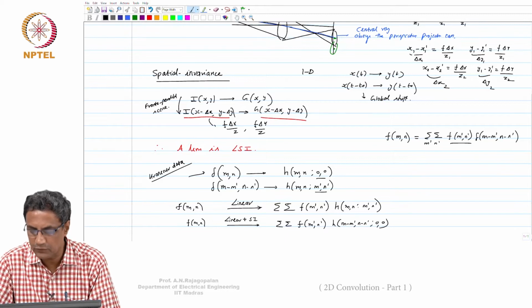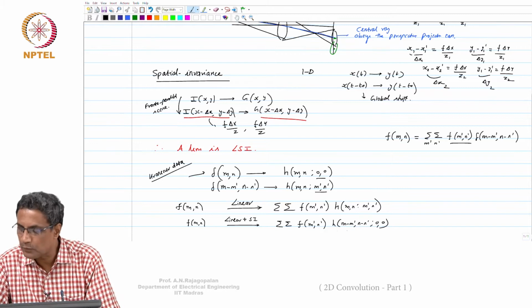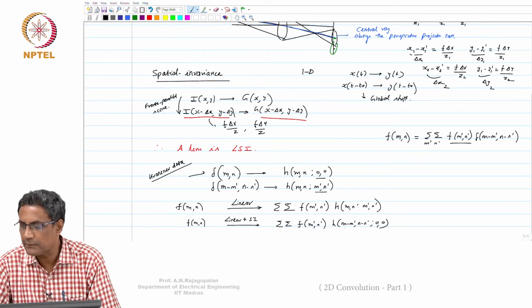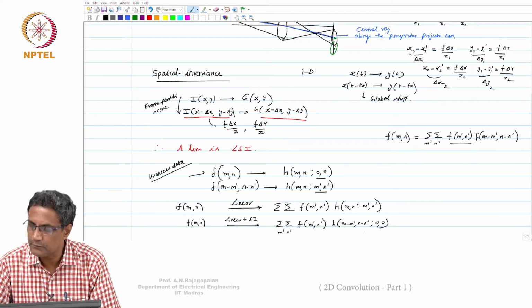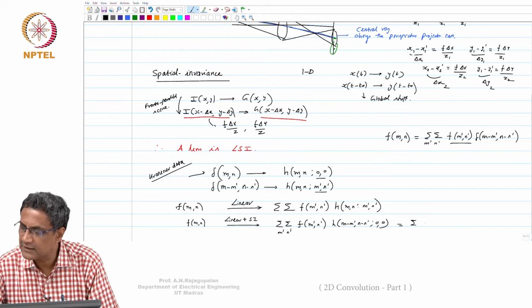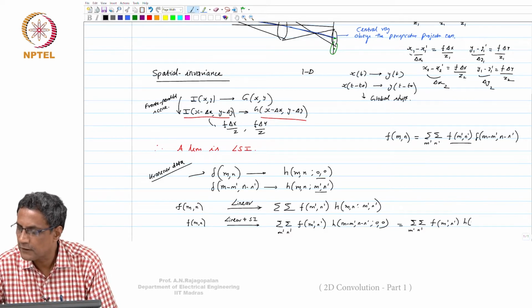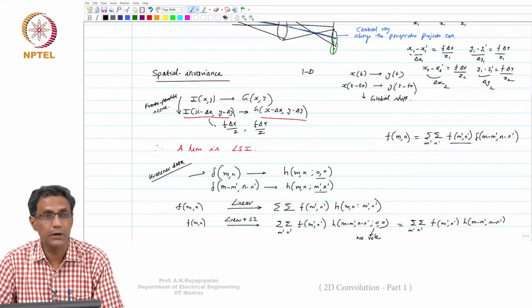f(m,n) will lead to, so this is like showing an image, which could be a pinhole focused image, the output will look like f(m prime, n prime) times h, all summed up over m prime, n prime. Because the 0, 0 has no role, we will simply drop it and write it as a double sum over m prime, n prime of f(m prime, n prime) h(m minus m prime, n minus n prime). So once you assume shift invariance, this has no role and can be dropped.